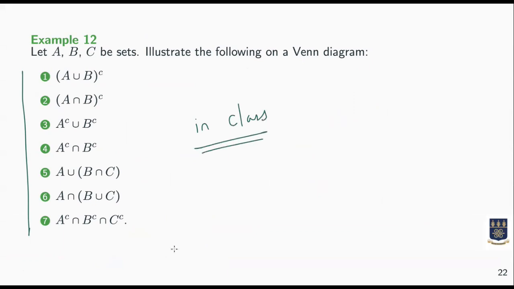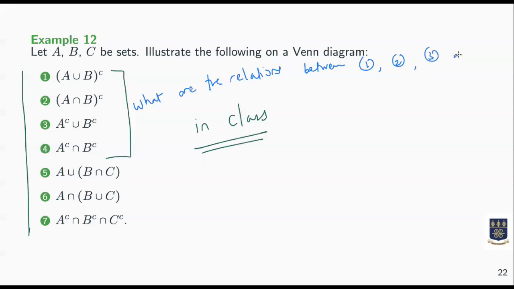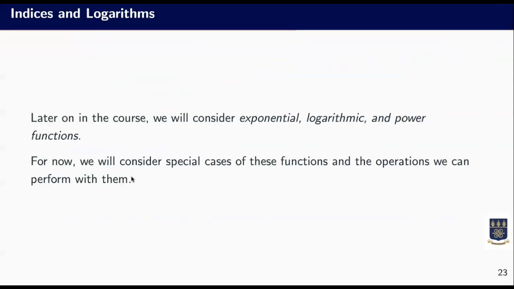So you could try the examples before. We'll have a universal set. For these two set problems, we will discuss, you draw a Venn diagram, and then we would see which areas are A union B complement, A intersect B complement, A complement union B complement, A complement intersect B complement. And the question to ask is, what are the relations between numbers 1, 2, 3, and 4. And then we will check 5, 6, and 7 as well.